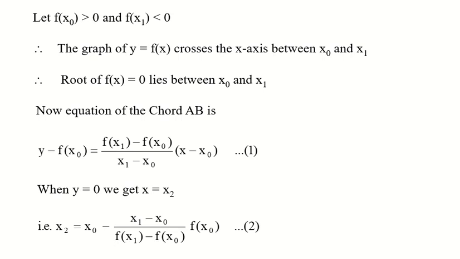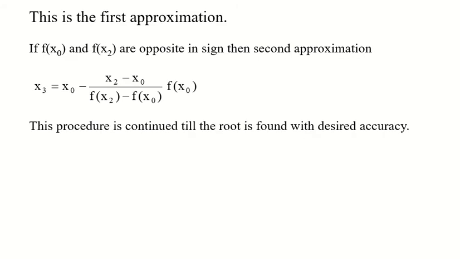Now when y equal to 0, that is on the x-axis, we get x equal to x2. So substitute y is equal to 0 and simplify this. You will get x2 is x0 minus x1 minus x0 divided by f of x1 minus f of x0 into f of x0. This derivation is actually not there in your syllabus. Just for your understanding I am giving it to you. Now this is the first approximation.